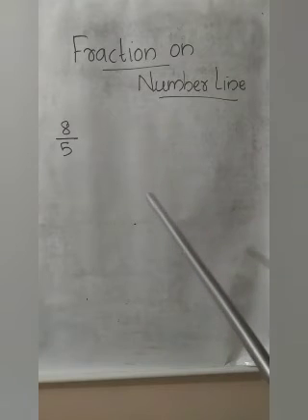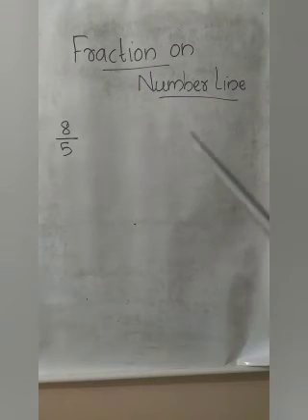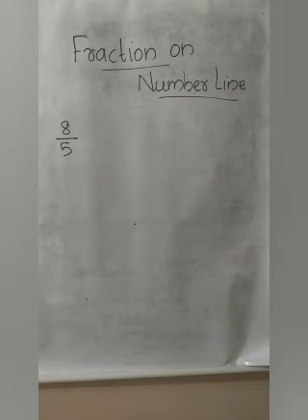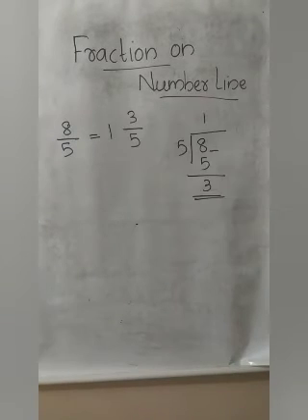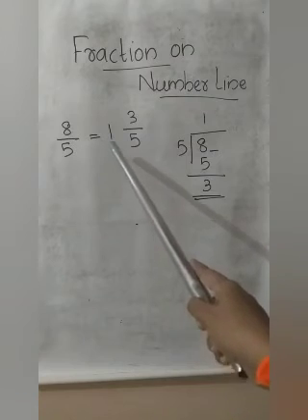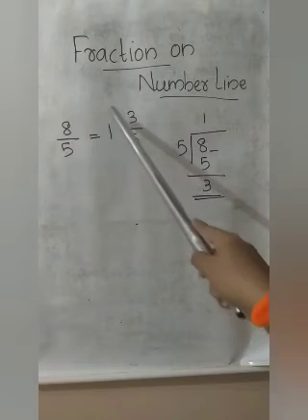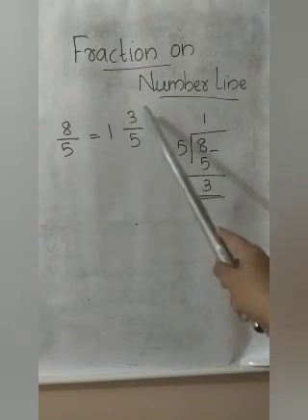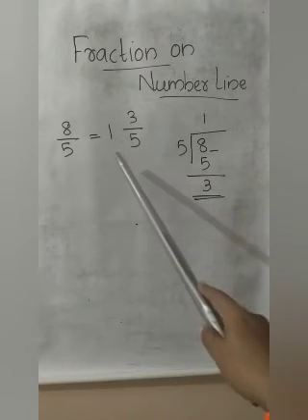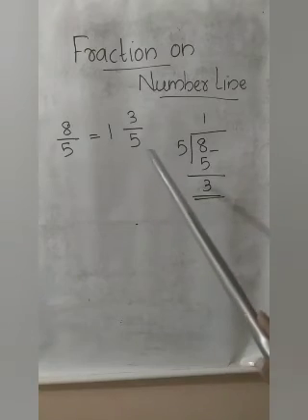In order to mark 8 by 5, what do we have to do? Convert this given improper fraction to a mixed fraction. How will we convert? Divide 8 by 5 and convert this fraction. So what did we get when we converted? 8 by 5 we converted to the mixed fraction 1, 3 by 5. Now this mixed fraction, we know, is a combination of a whole number and a fraction part. A whole number you know how to mark on a number line, and this fraction is a proper fraction. So a proper fraction you know how to mark.